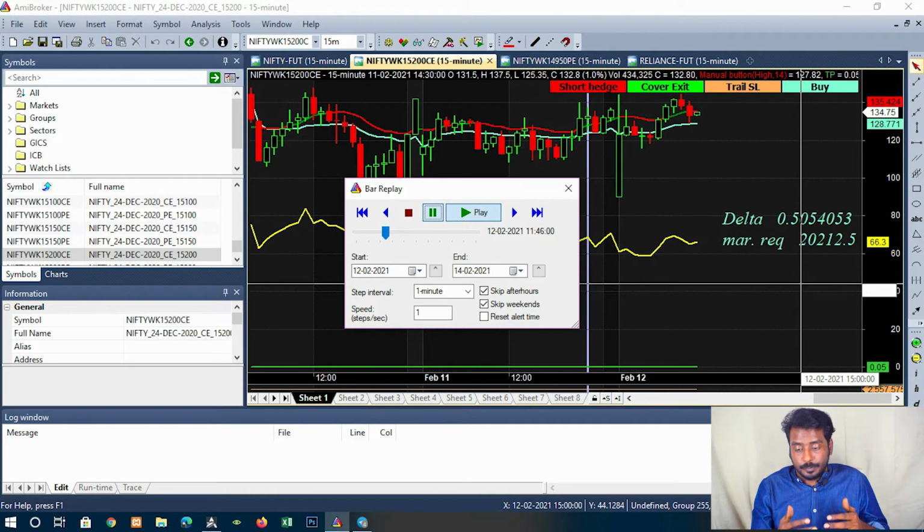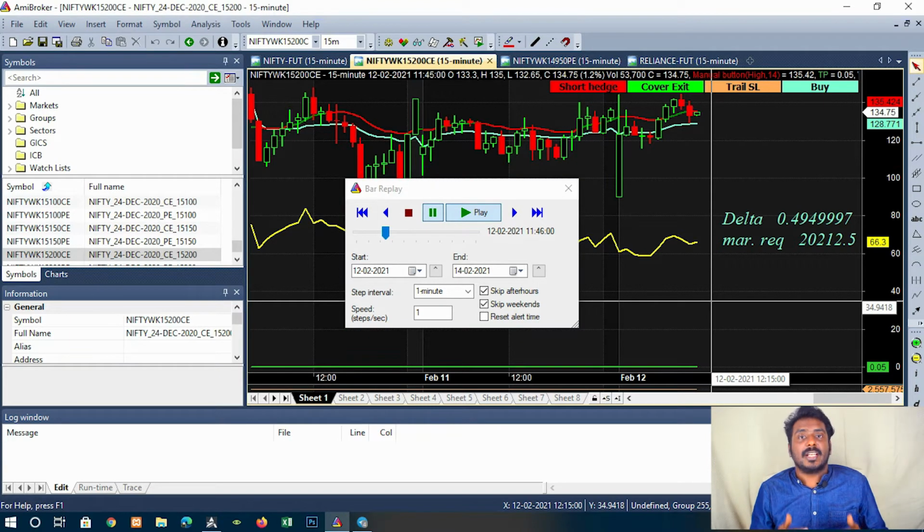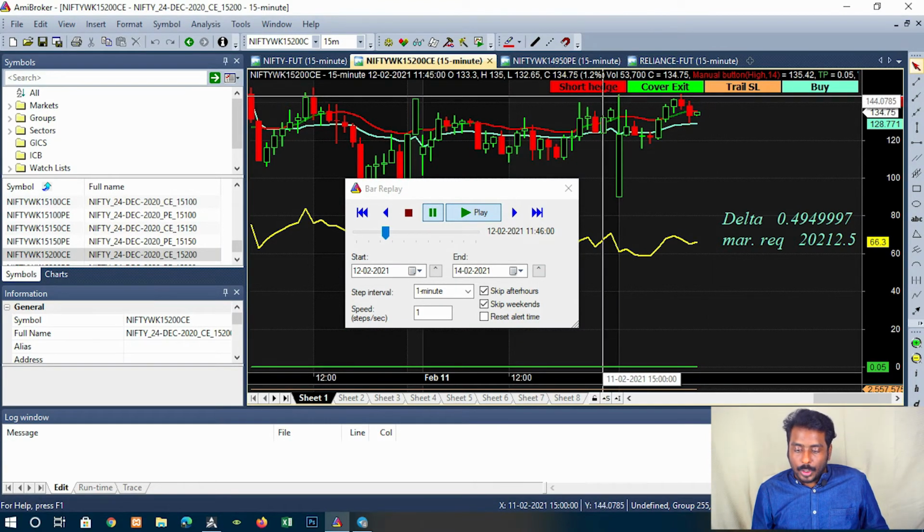So at that time, we'll be losing premium. There will be a lot of slippage, but after doing this, coming and doing this, we'll be losing a lot of premium. There will be slippage. So to avoid that, I have coded this. So I'm shorting it here.